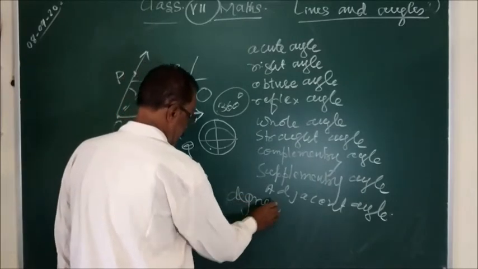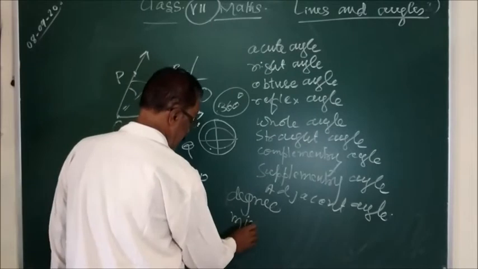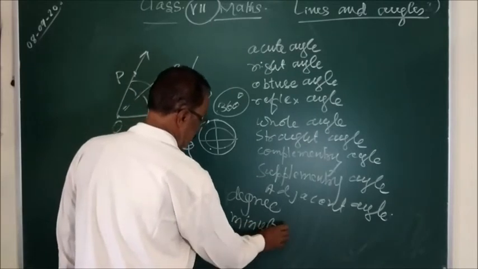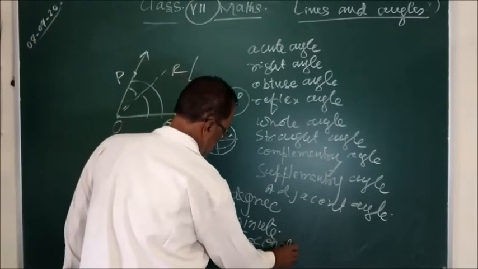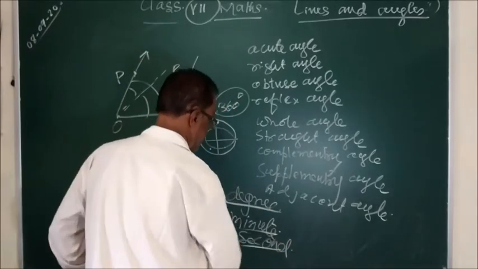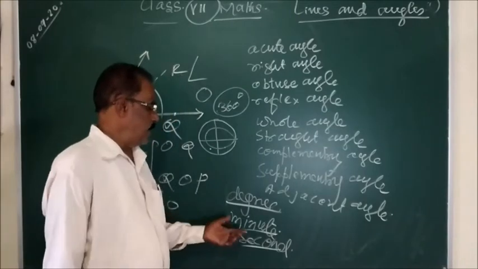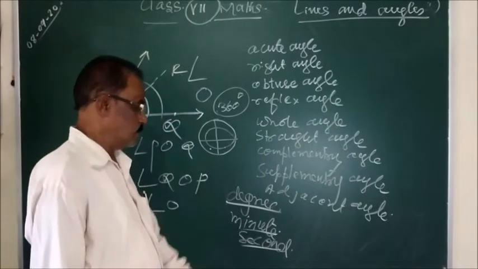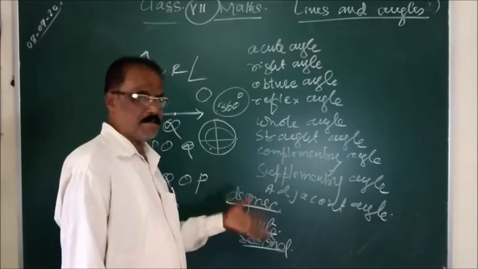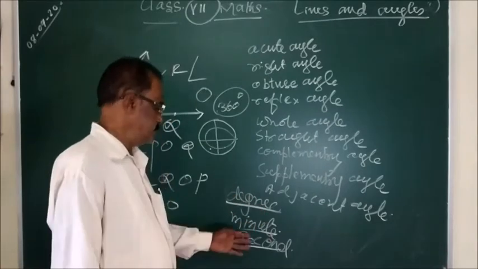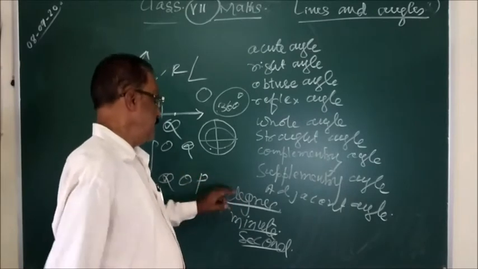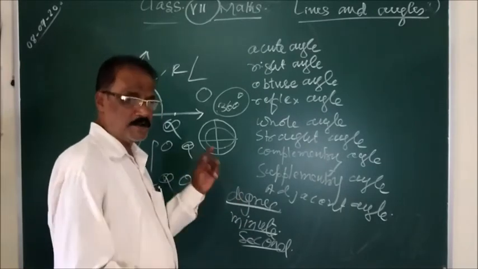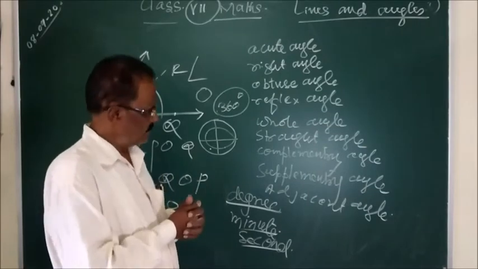and then minute, not that minute of time. Also in geometry, degree, minute and second. Degree is divided into 60 parts. Each part is called minute. Minute is further divided into 60 parts. It is second. So that is the degree, minute and second. These are the units of measuring angle.